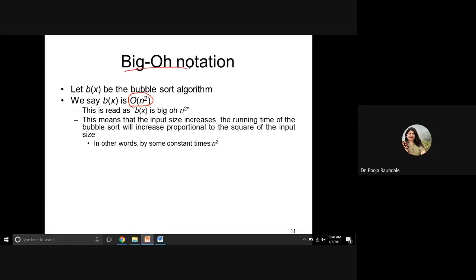In big O notation, we define the complexity or efficiency of the algorithm. We read it as big O, order n square. This means that as the input size increases, the running time of the bubble sort will increase proportional to the square of the input size. Whatever your input size n is, your runtime is proportional to the square of the input size.